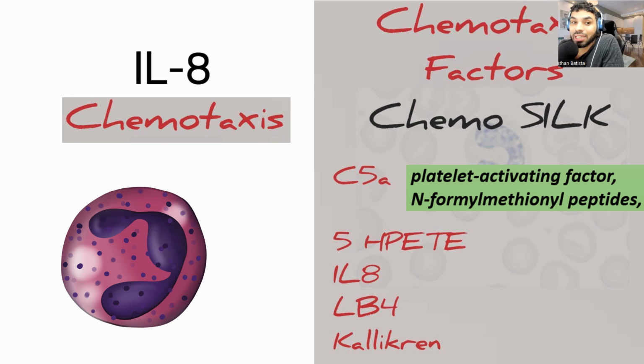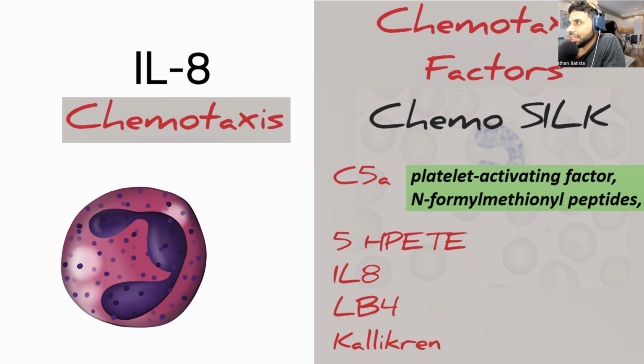IL-8 is a chemotactic type of protein. This here will attract more neutrophils to the localized area. You're telling the body, hey, we have an inflammatory issue. We need neutrophils. And that's a big thing here when it comes to chemotaxis. You should know the chemotactic factors.